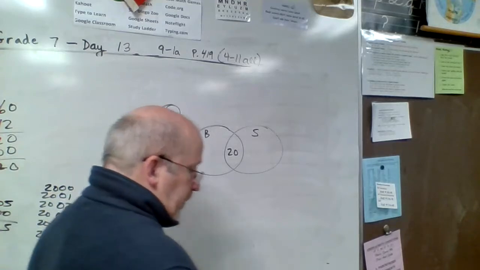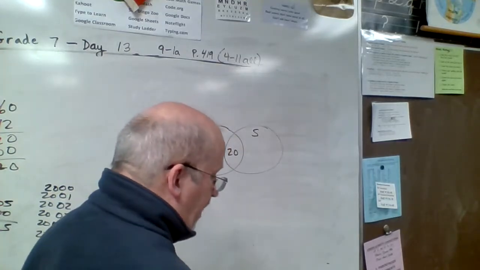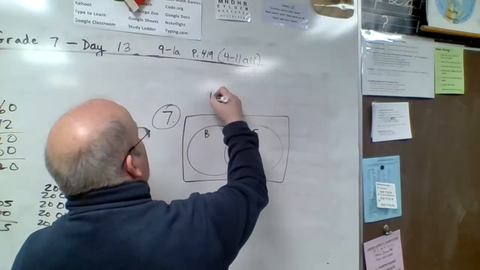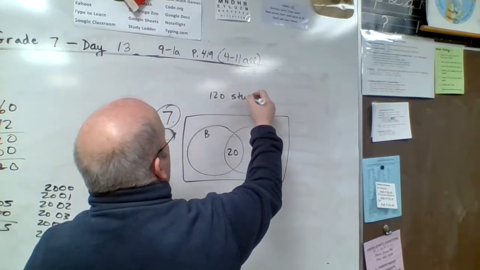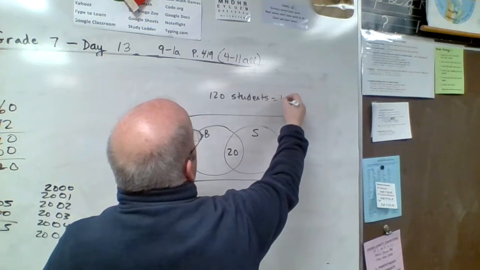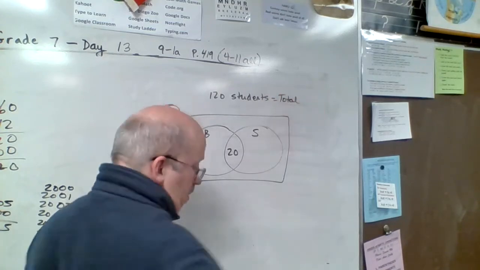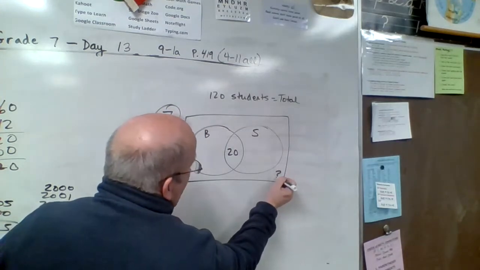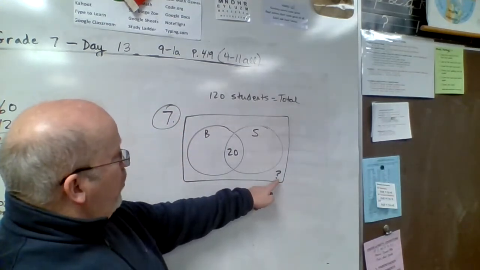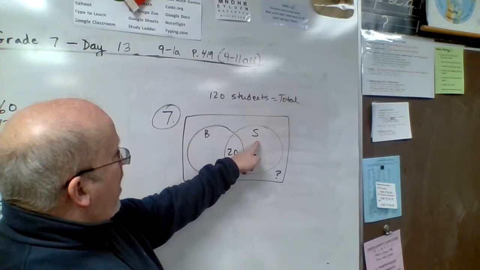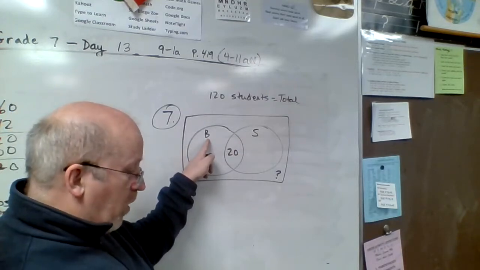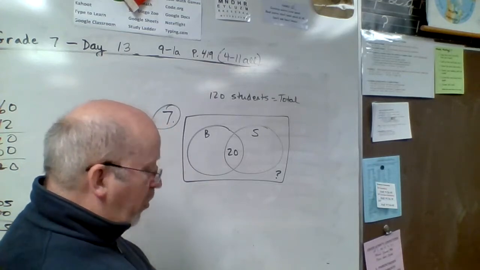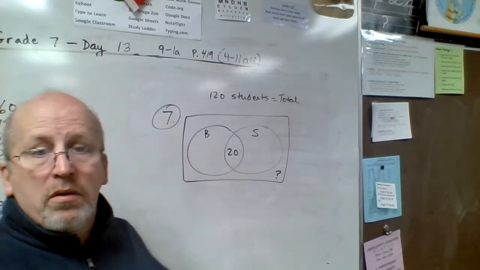Now, they surveyed a total of 120 students. And the problem says we want to figure out how many students are out here. The amount of students who don't play soccer and don't play baseball, right? What else do they tell us? They tell us that 50 students are playing baseball.